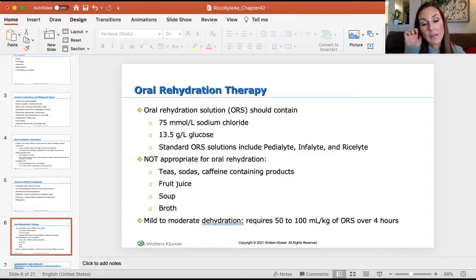Let me stop share so you know that this is not on a PowerPoint, okay? So mild dehydration is up to a 5% weight loss. They can have 2%, they can have 3%. A lot of that's water weight. So mild dehydration, 5% weight loss.